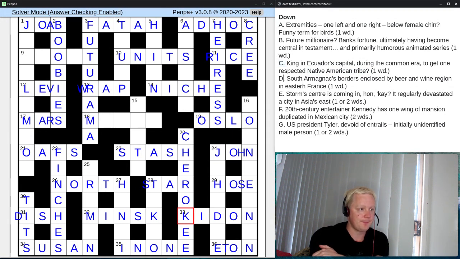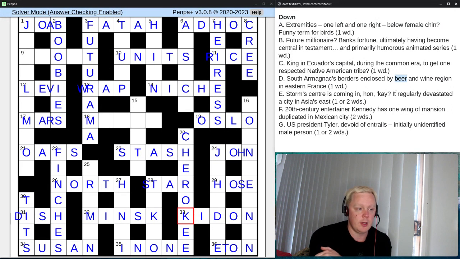Now let's look at D. South Armagnac's borders enclosed by beer and wine region in eastern France. Now borders again, like we saw a couple of times, extremities and whatnot, and bounds and banks, and now we have borders. So Armagnac's borders are this A and C. South can be abbreviated S, very common for the compass points to be abbreviated as one letter. So that would be SAC, and that is enclosed by beer.